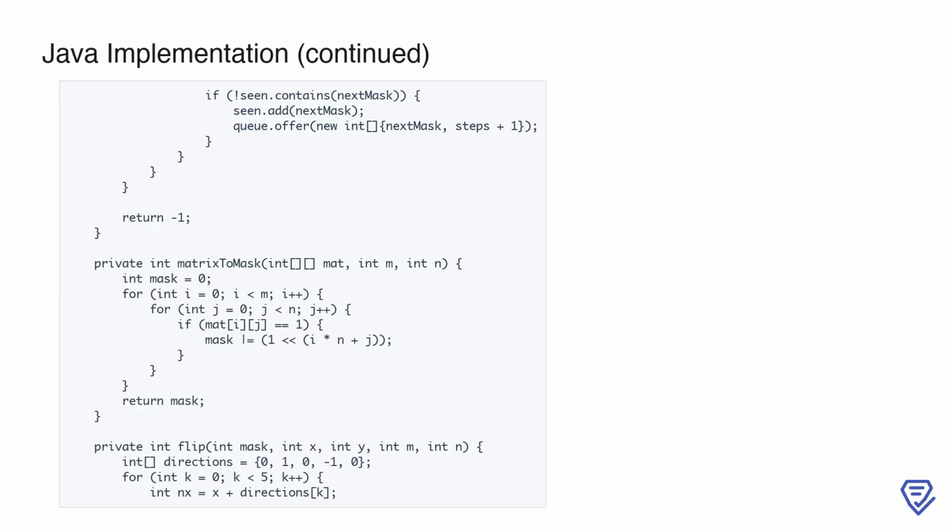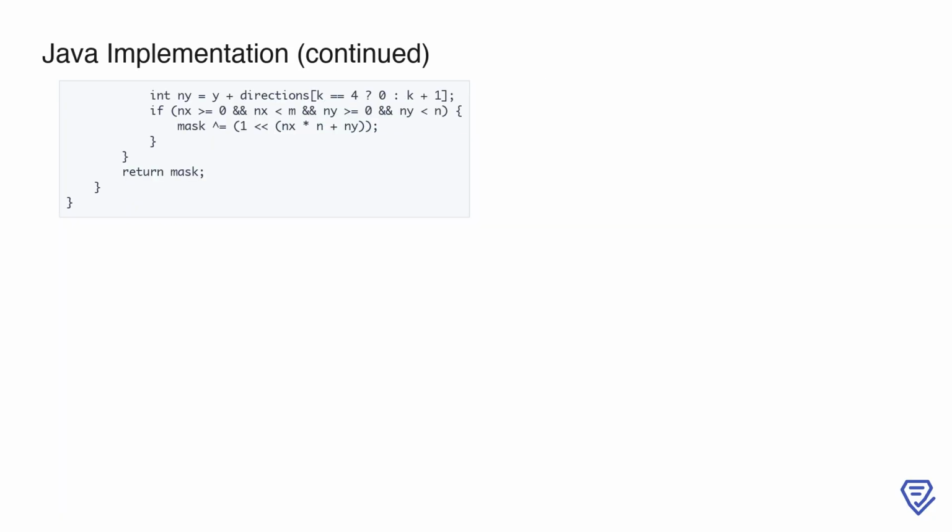We then move on to the flip method, which performs the actual bit flipping operation for a given matrix cell. In the flip method, we employ a helper array called directions to define the relative positions of the target cell and its neighbors. This array allows us to calculate the effect of flipping the target cell itself, as well as its adjacent cells in up, down, left, and right directions.